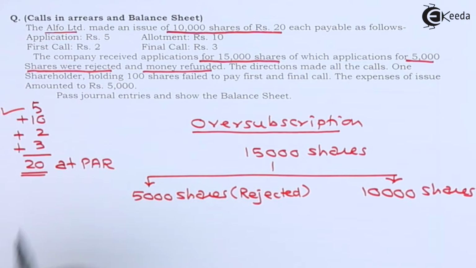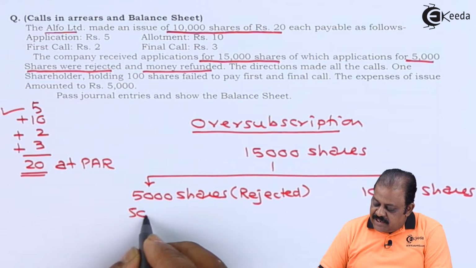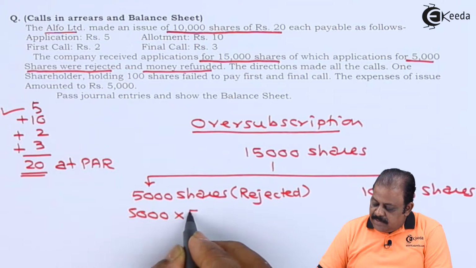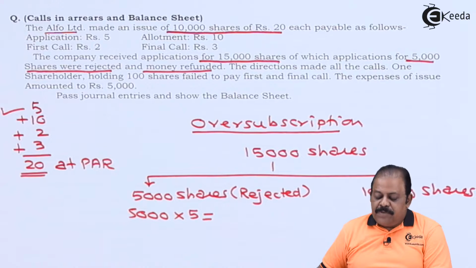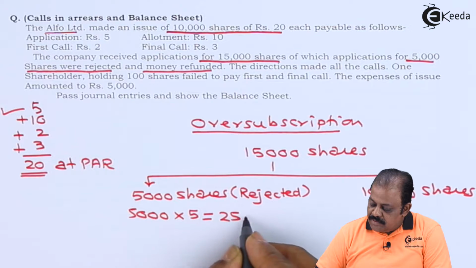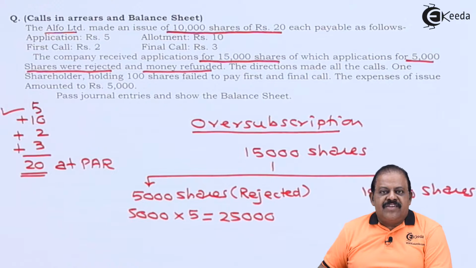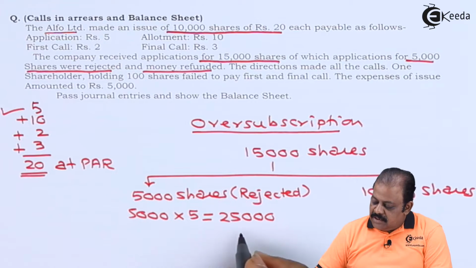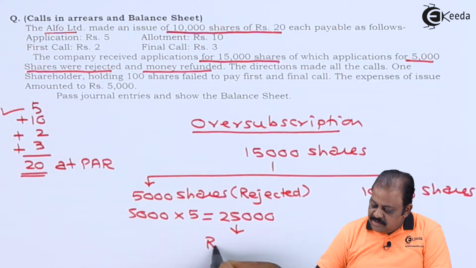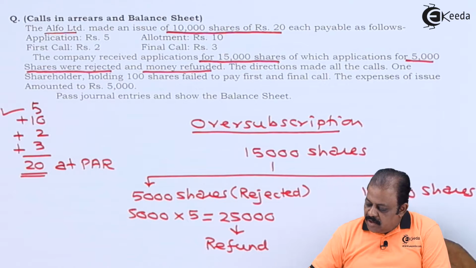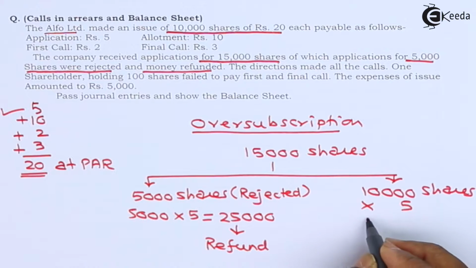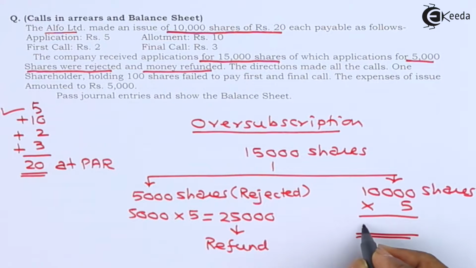Application amount is rupees 5. So on 5,000 shares, company has received 5 rupees per share. So total amount on rejected applications received by company is 25,000. This entire amount will be refunded. Here on 10,000 shares, company has received 5 rupees application amount, that is total 50,000. This will then be transferred to share capital account.